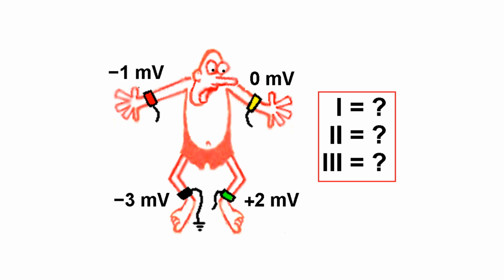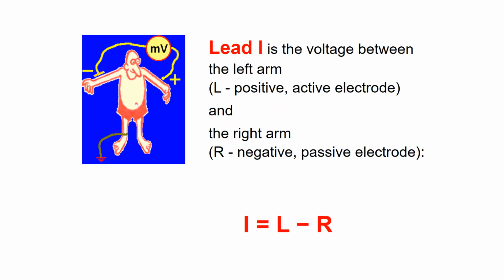Let's find out what the electrocardiograph shows at this moment in the Einthoven leads. Lead 1 is the voltage between the left arm, L, positive, active electrode, and the right arm, R, negative, passive electrode. Lead 1 equals L minus R.